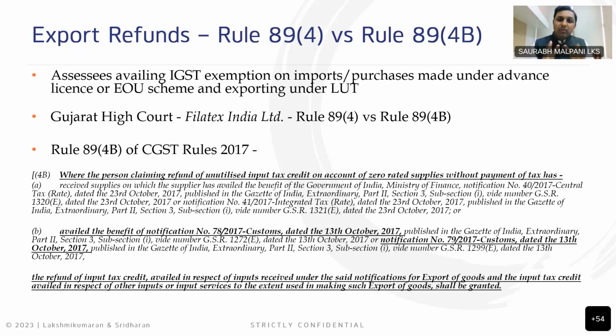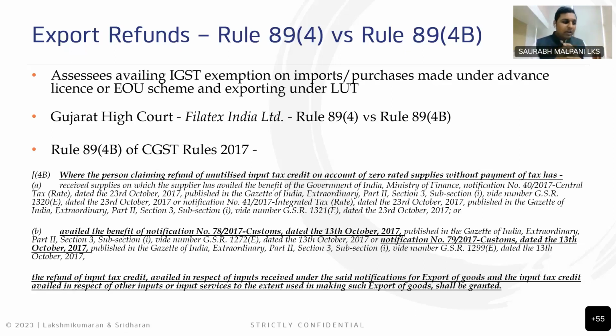Now, today, what I want to concentrate on is a twin brother of the 9610 ghost, which came to you around 2-3 years back. There was a twin brother, which you may not know up till now, but you should be aware now if you're claiming refunds under LUT. There is a rule 89(4)(b), which provides a similar restriction.